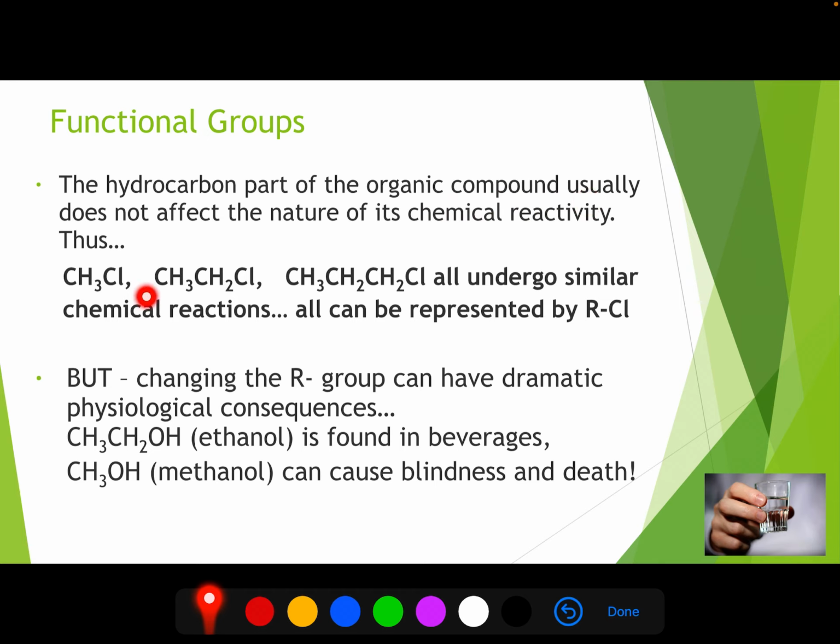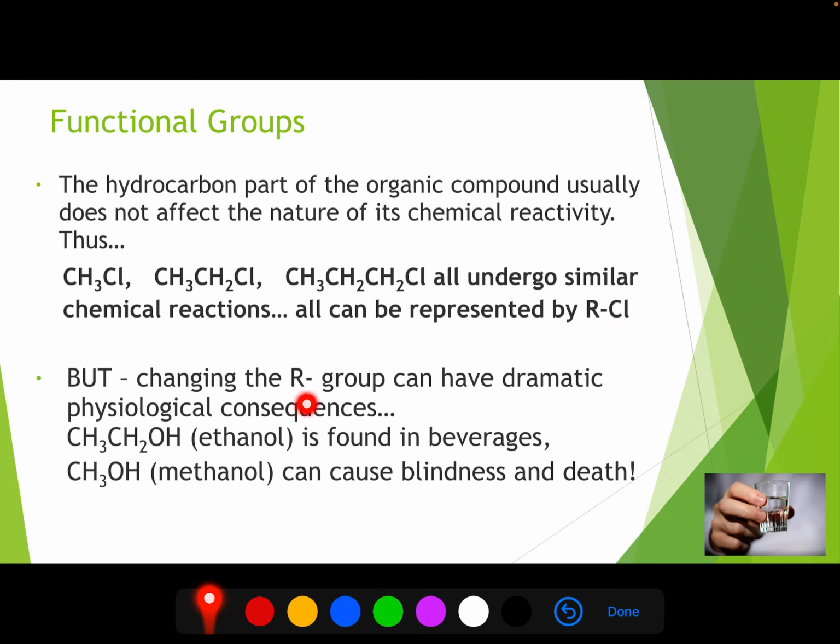Okay, so if you were to look at these three substances, it's got one carbon, two carbons, three carbons, all attached to a chlorine. They all undergo similar chemical reactions. They're all going to be represented by RCl, which, by the way, this is an alkyl halide.